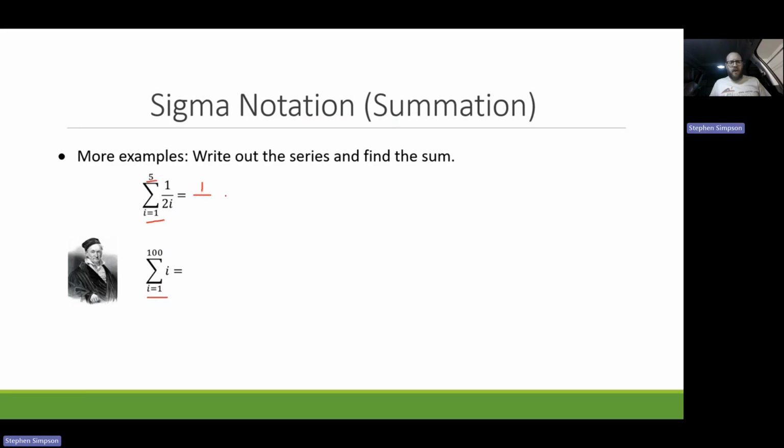So every term here is going to be 1 over 2 times something, but the something on the bottom is going to change. At first it's 1 over 2 times 1, because we're starting at 1. Then the next term would be 1 over 2 times 2. And the next term would be 1 over 2 times 3.